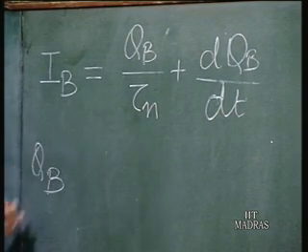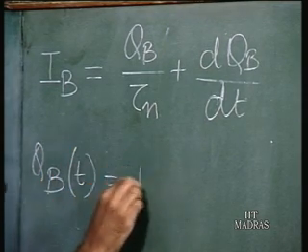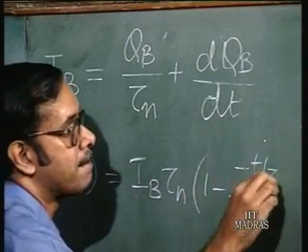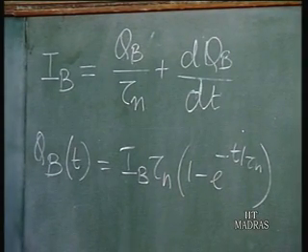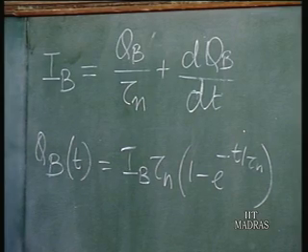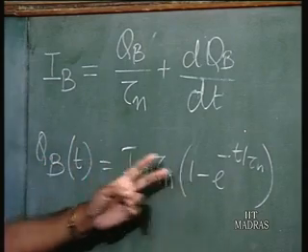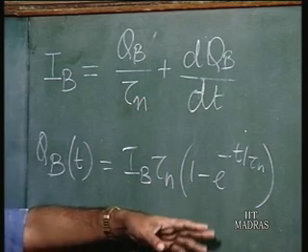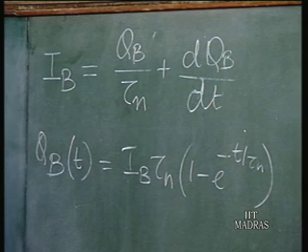Okay. You take the initial condition that QB is equal to 0, okay, you will get QB(t) equals IB tau n times (1 minus e to the power minus t by tau n). Tau n is of course the lifetime, the minority carrier lifetime in the base, okay, that is the electron lifetime. Okay. So, you see that when t is equal to 0, QB(t) is 0, QB(t) reaches IB tau n only after an infinitely long time. Okay. All right. So, you can visualize it from this equation itself. All right. So, that is the relation.